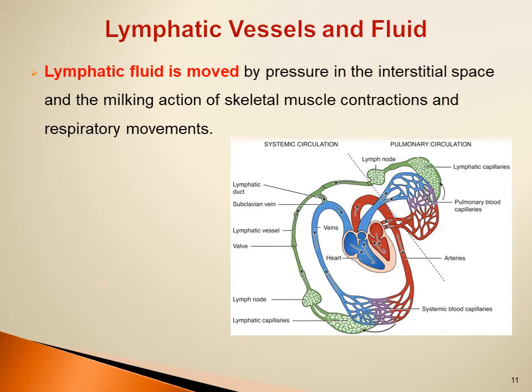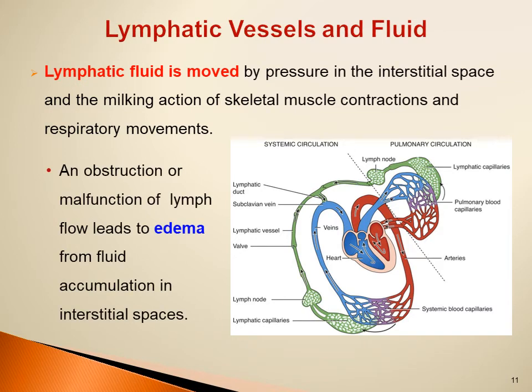The lymphatic fluid is moved by pressure in the interstitial space and the milking action of skeletal muscle contractions, as well as the respiratory movement, in a similar way to the venous return. An obstruction or malfunction of lymph flow leads to edema from fluid accumulation in the interstitial space. So any obstruction or malfunction of the lymphatic vessels can cause edema, as we studied in the lecture of blood flow.